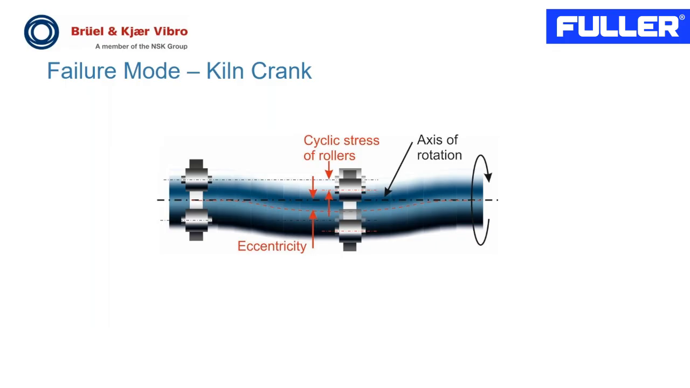So what will happen and why is this important to monitor? It is because when the kiln rotates, it will create cyclic overload on the supporting elements. This is especially the tire and the supporting rollers that support the tire. If the kiln continues to run with a kiln crank, it can lead to fatigue failure in the supporting elements. And this is basically one of the most critical failure modes when it comes to breakage in the supporting rollers.